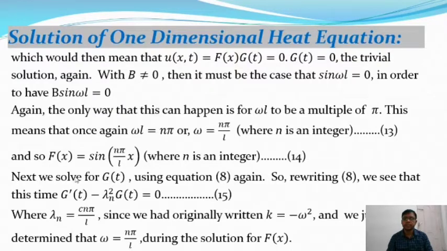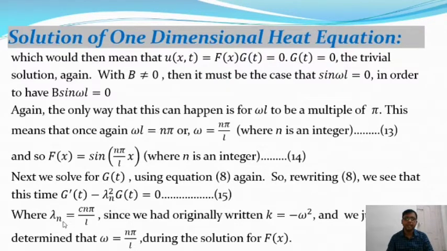Next we solve for g of t. This was the solution of the function f of x, and after that we are going to solve for the function g of t. The general solution is u of x comma t is equal to f of x into g of t, and I have already found f of x, which is sin of n pi by l into x. Using equation 8 again, we rewrite it as g dash t minus lambda n square into g of t is equal to 0, and we can write it as equation number 15.